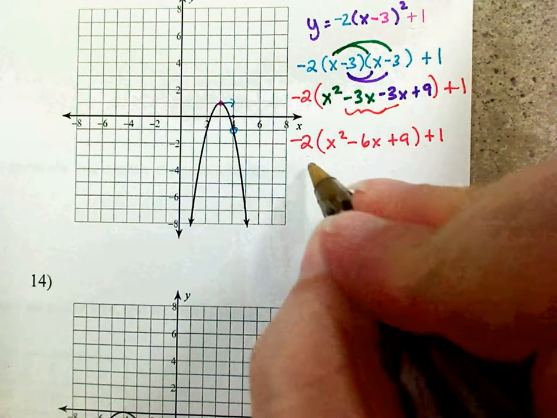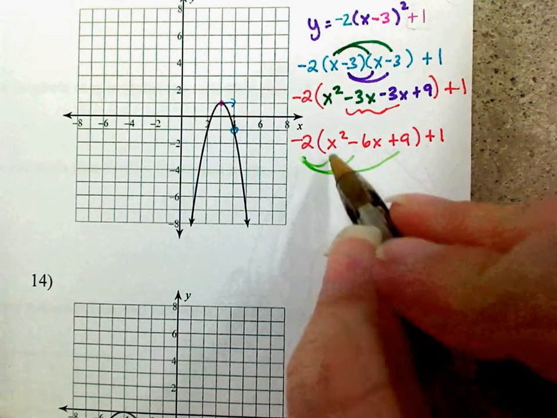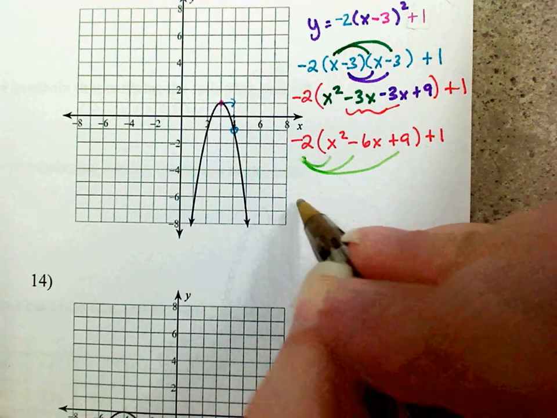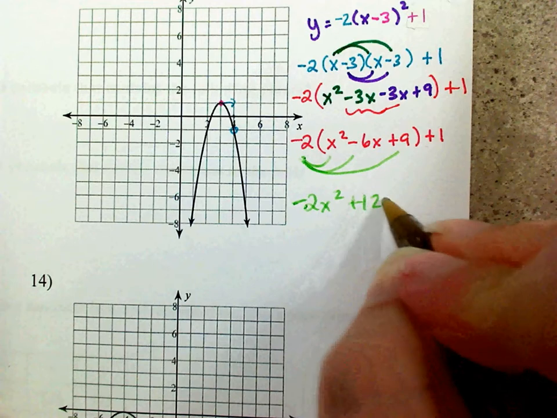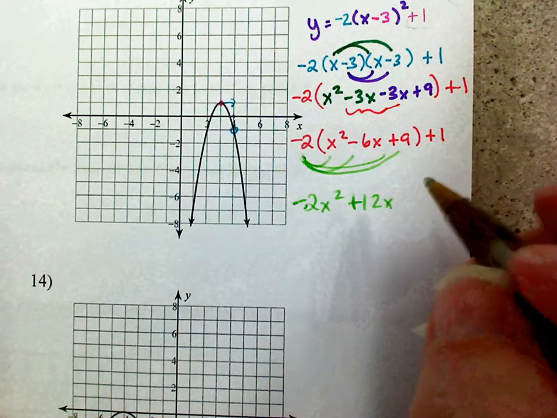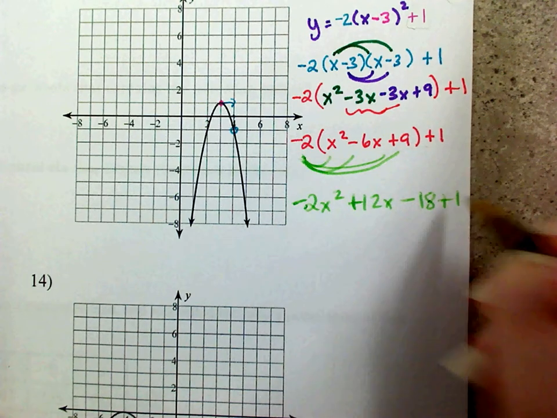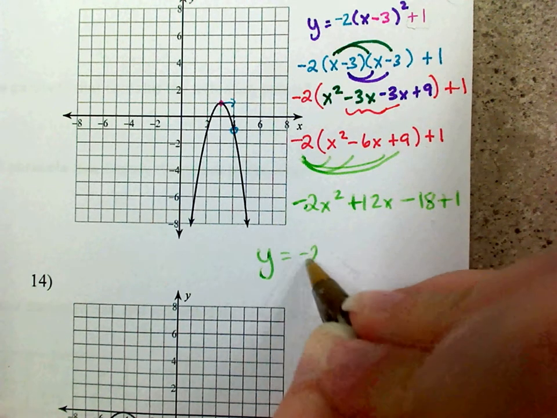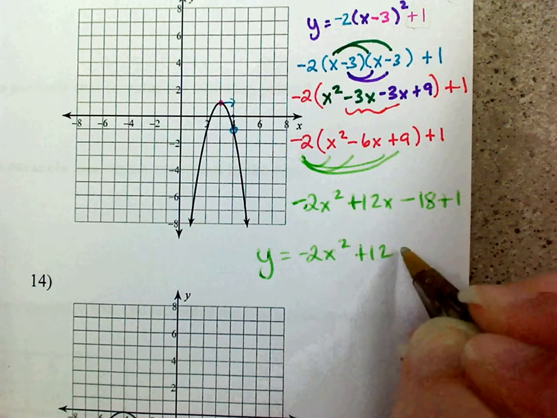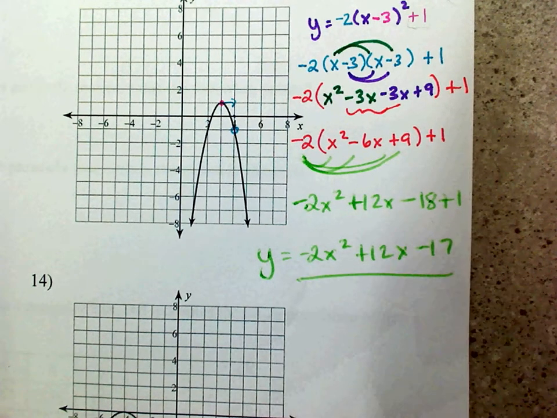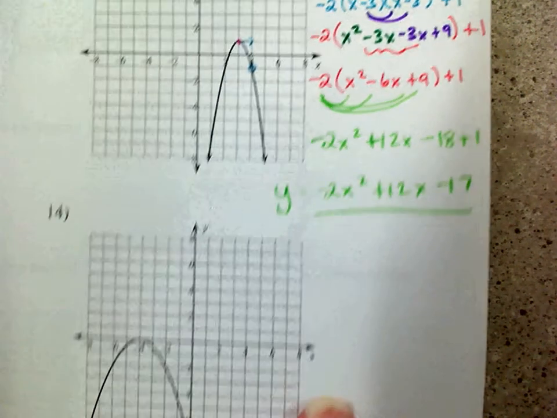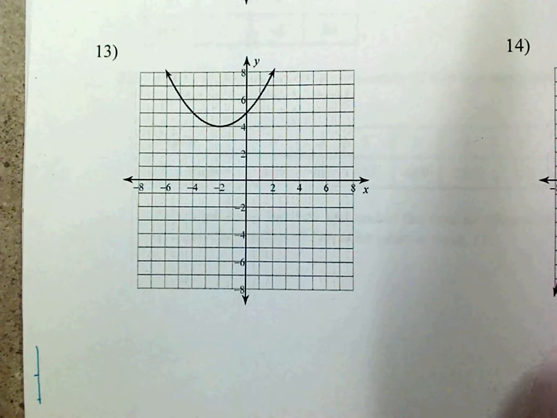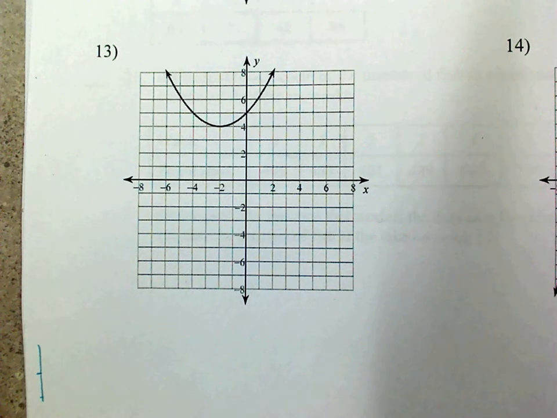Good. So what's negative 2 times x squared? Negative 2x squared. What's negative 2 times negative 6? Positive 12x. What is negative 2 times positive 9? And then plus 1. So y equals negative 2x squared plus 12x minus 17. Okay. Let's work 13 together. Y'all already got it? Let's go 13.